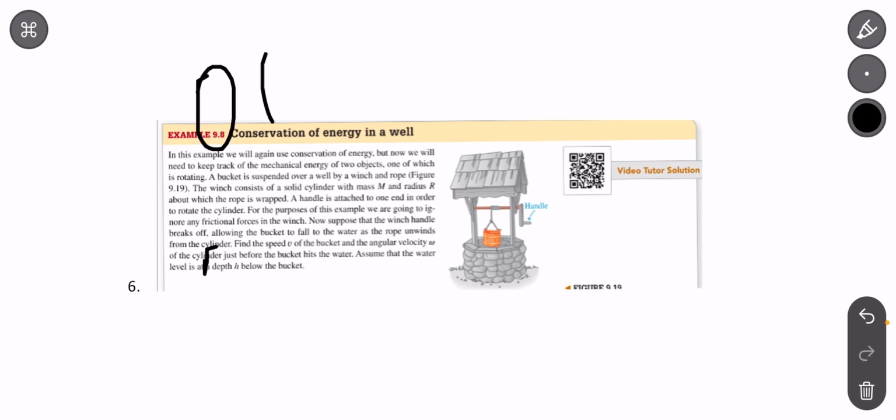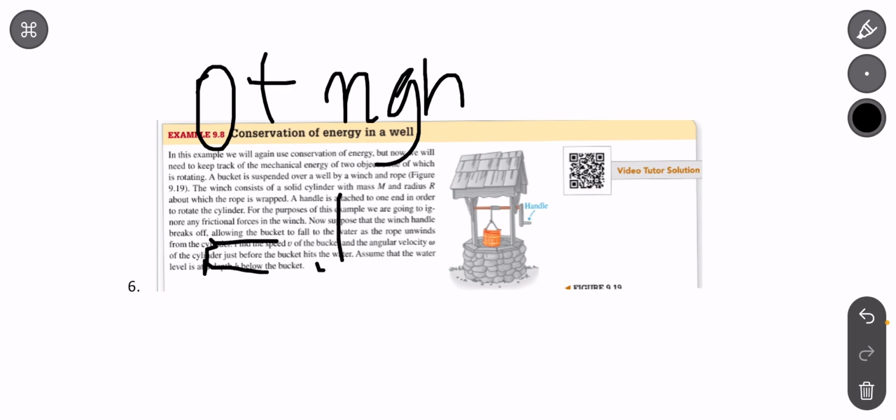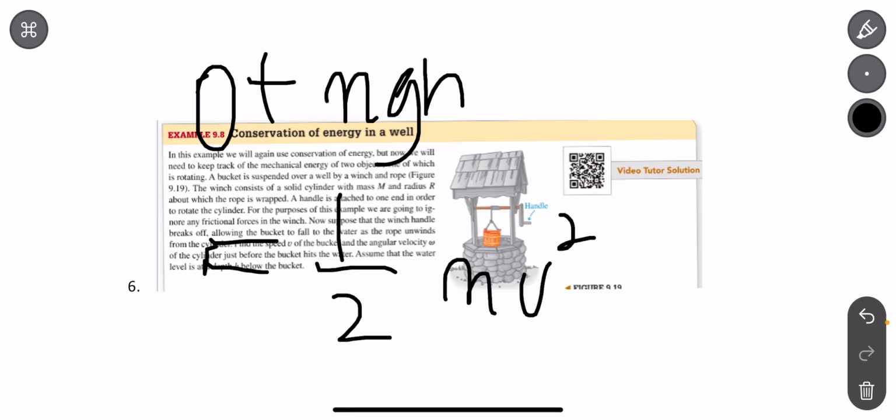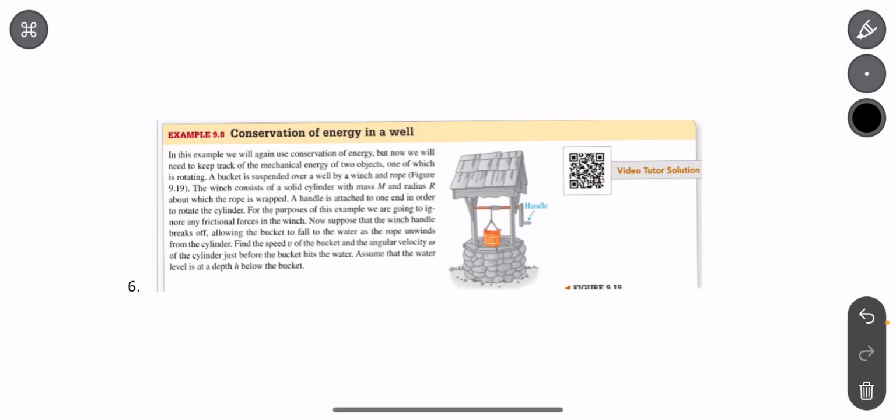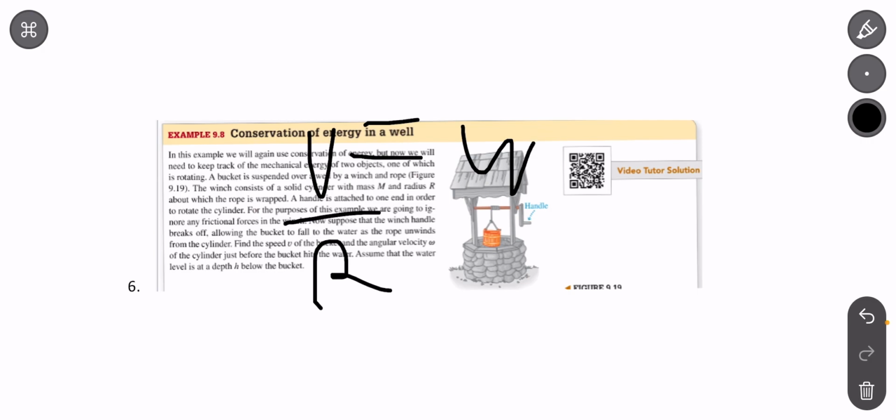We're going to be using 0 plus mgh, which is also going to be equal to 1/2 mv squared plus 1/2 Iw squared. This is what I was explaining earlier. Maybe it was easier to write it out. We just have to plug in our numbers, and it's going to give us our velocity. Then we plug our velocity back in to find the angular velocity, and that's how we find the angular velocity when it hits the water.